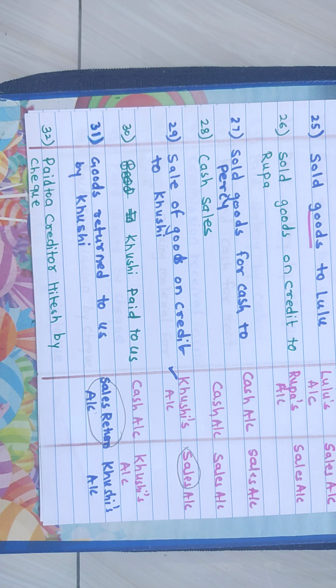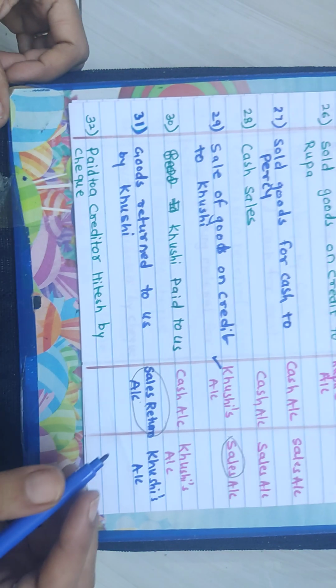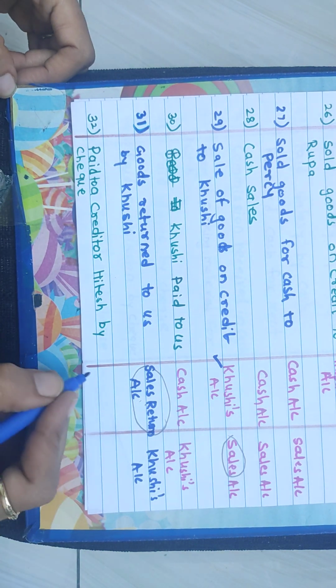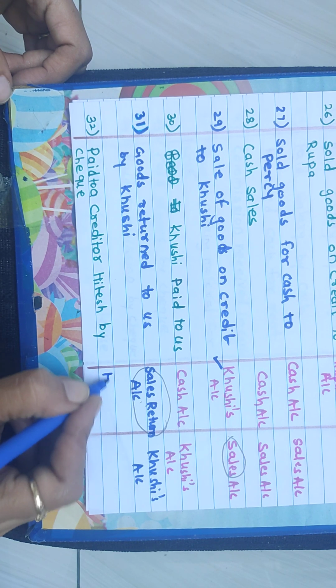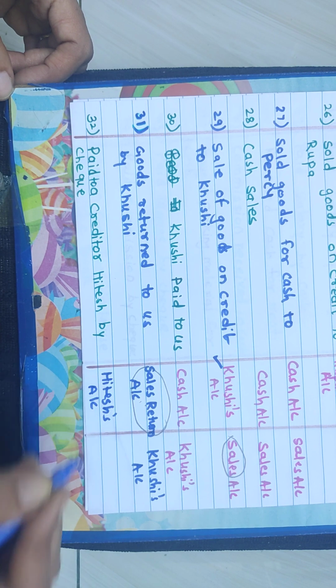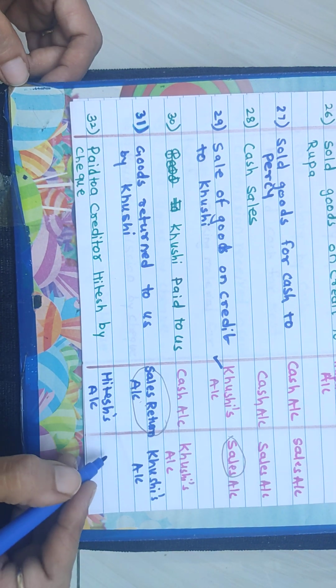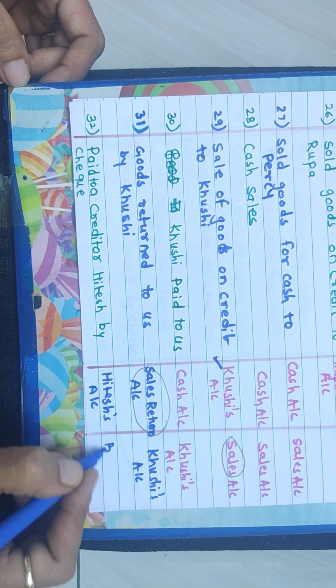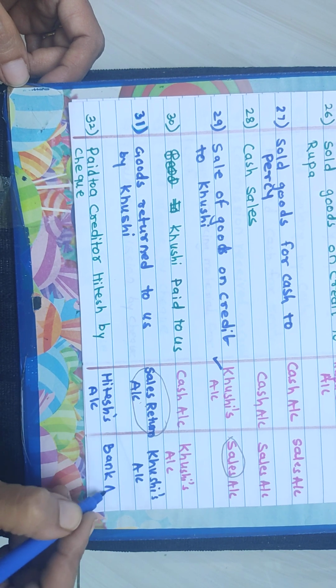Okay, now what is given? Paid to a creditor Hitesh by check. So we are paying to whom? Hitesh. So who is the receiver? Hitesh. So his account will be debited. Hitesh's account is debited. And what is going out of the business? Money is going out in the form of check. So bank account is credited.